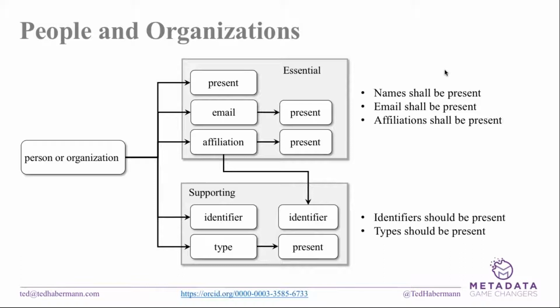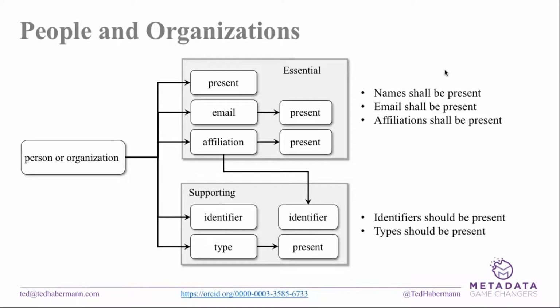Essential and supporting are my words for mandatory and optional, because I don't really like mandatory. Actually, most scientists don't like mandatory. So this is my division. For essential, present means some kind of name is there. Present is a test you'll see a lot. An email is present, and an affiliation is present. Those are the essential things that I'm proposing we should have for every person and organization.